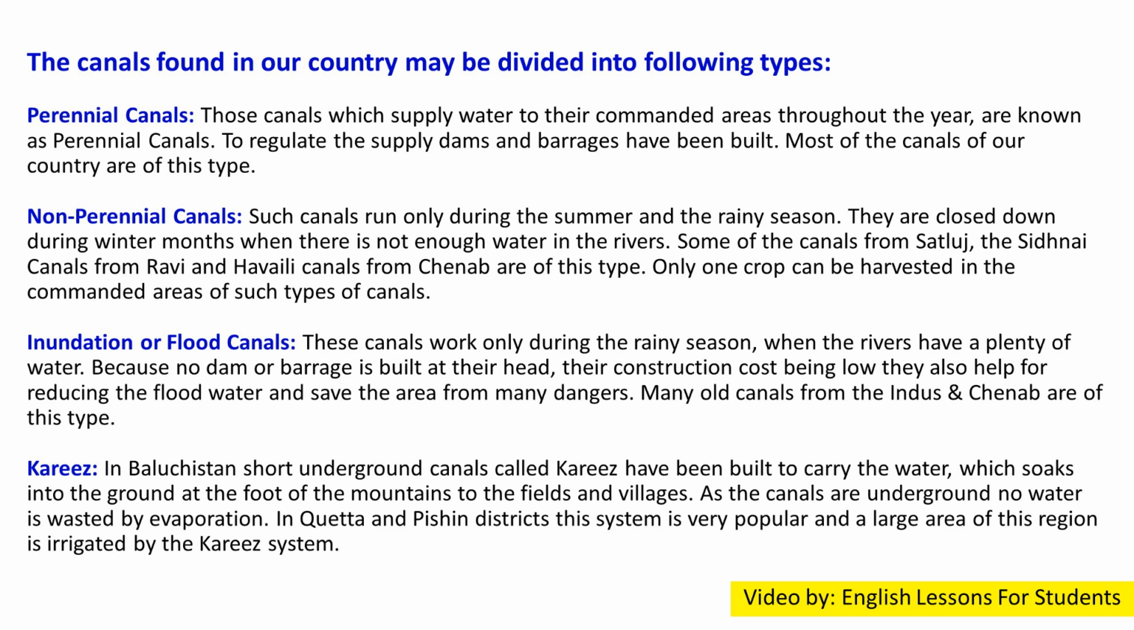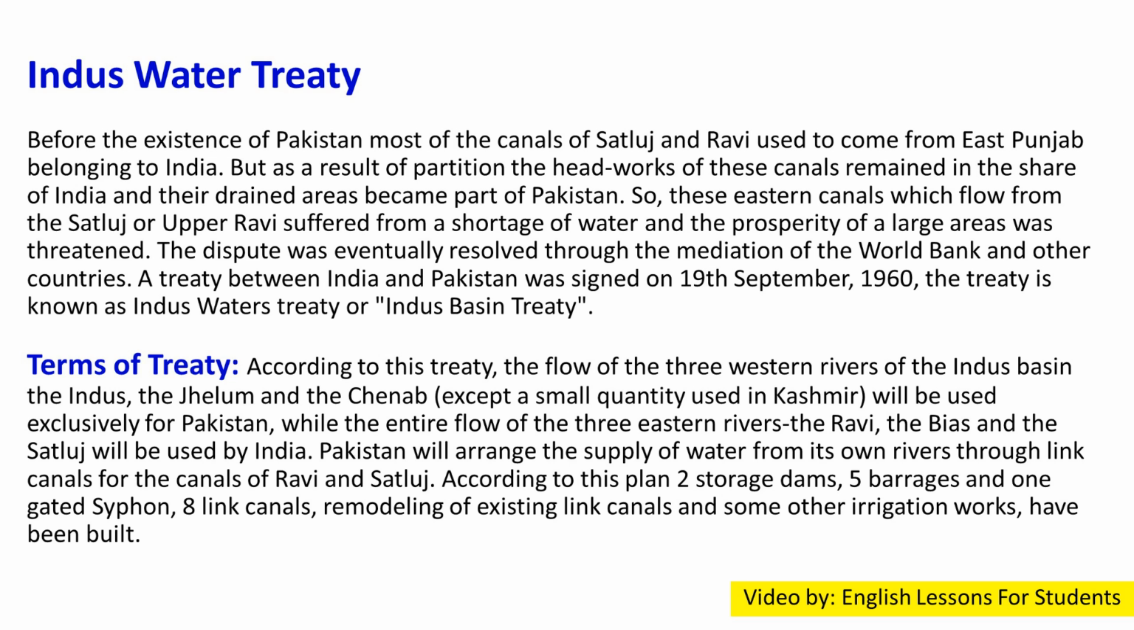Kares. In Balochistan, short underground canals called kares have been built to carry the water which soaks into the ground at the foot of the mountains to the fields and villages. As the canals are underground, no water is wasted by evaporation. In Quetta and Pishin districts, this system is very popular and a large area of this region is irrigated by the kares system.